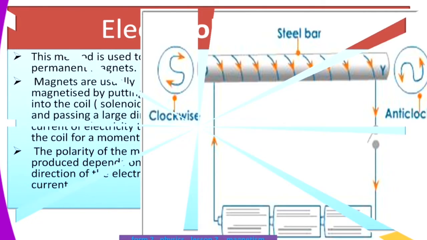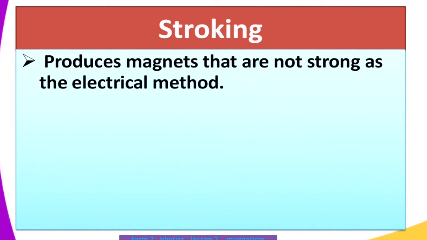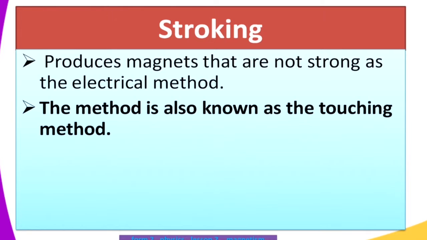Stroking is yet another method of making a material a magnet. And what is stroking? Stroking produces magnets that are not as strong as the electrical method. This kind of method produces magnets that are very weak because they don't align all the magnetic materials. The other thing about stroking is that the method is also known as the touching method. So when you talk about stroking, you are also touching. From the experiments we have done in the lab, in stroking, you drag a piece of magnet on a material to be magnetized.